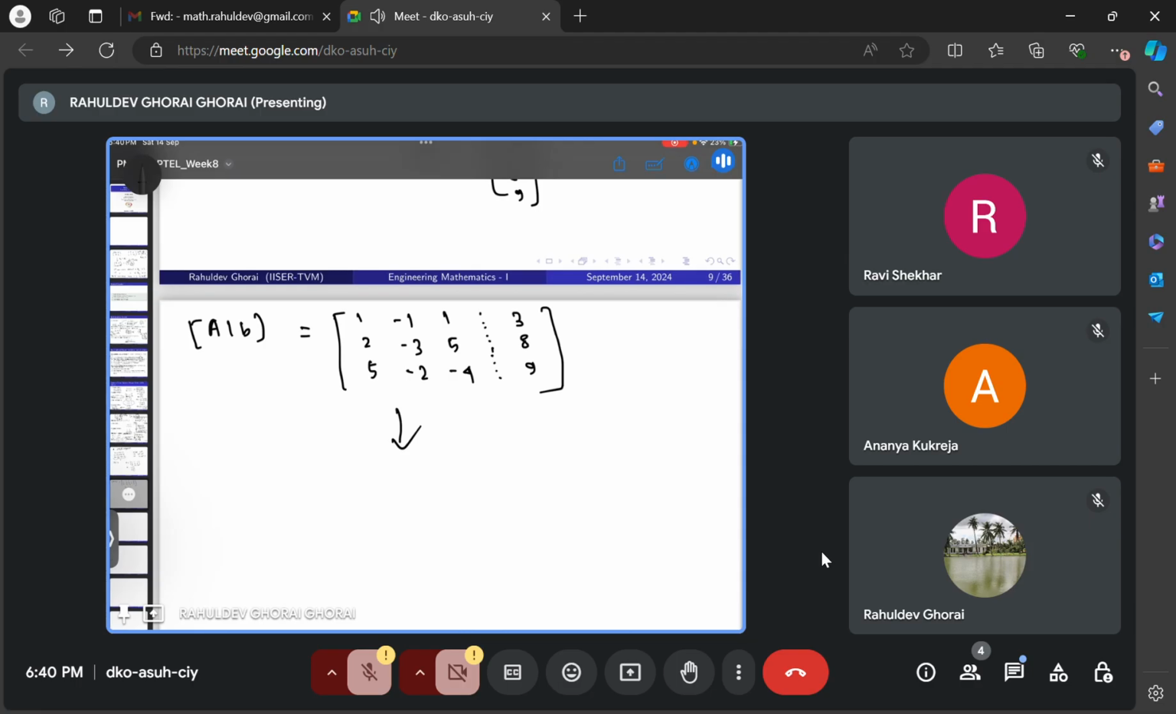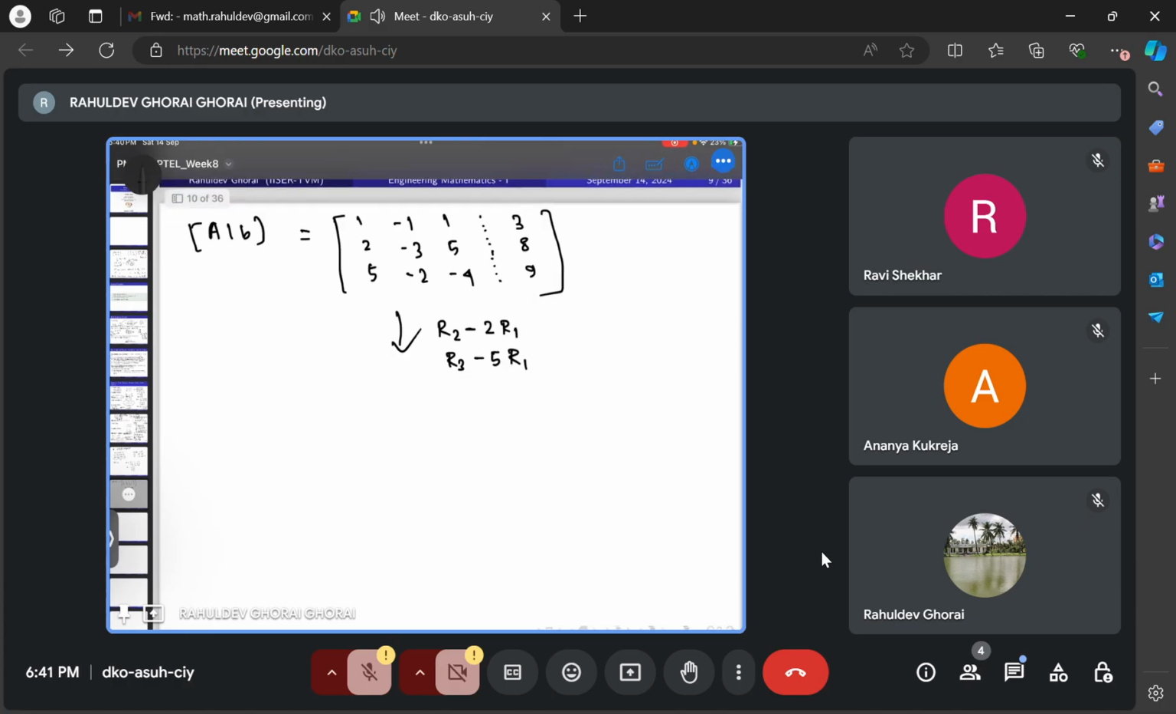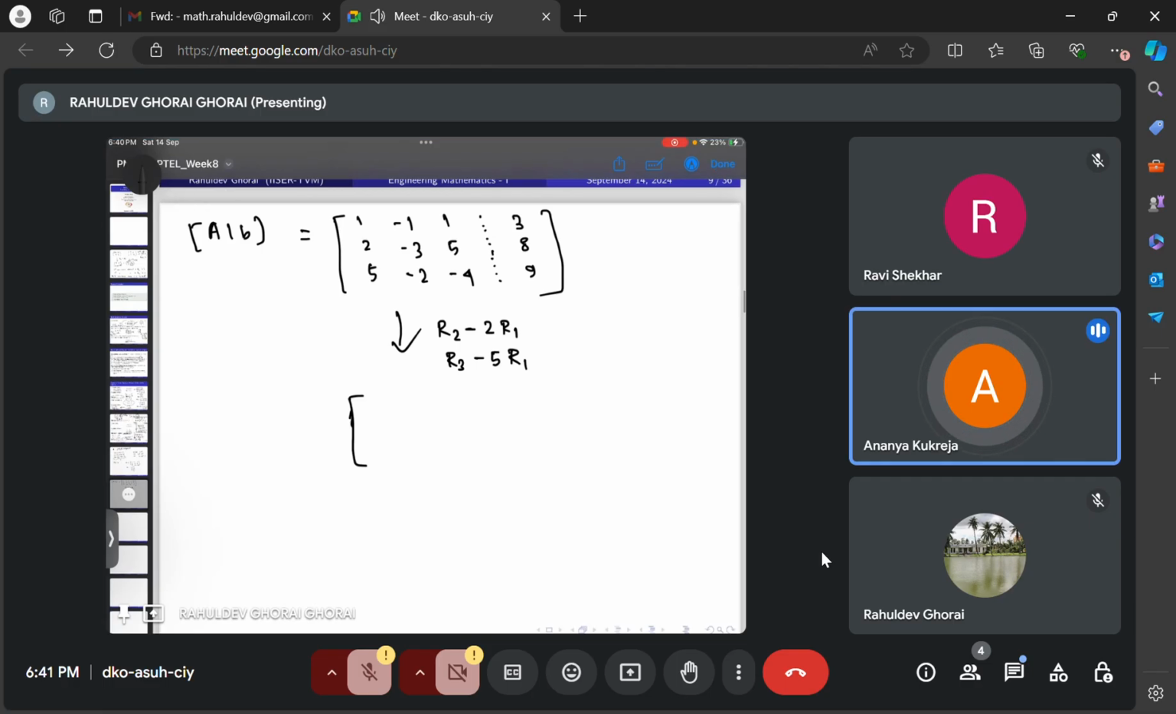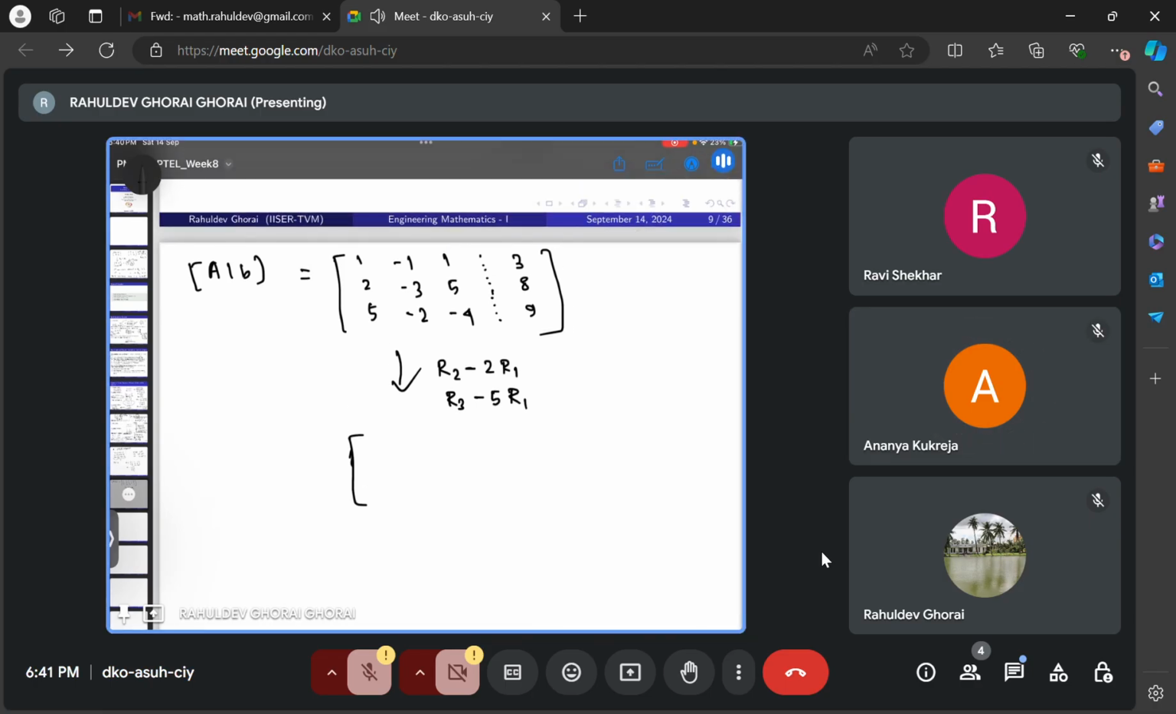So you got it? Okay, let me do at least the first step, then you can do another. If you haven't done it, first I will do R2 minus 2 times R1 and R3 minus 5 times R1. Sir, unique solution. Okay, we'll see.